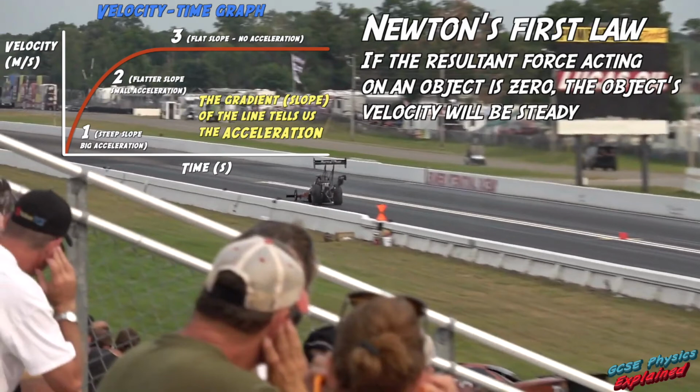If you look on the graph at position 3, you can see the slope has gone flat, showing us there's no acceleration and the velocity has reached a steady maximum value. This is the terminal velocity of the car.